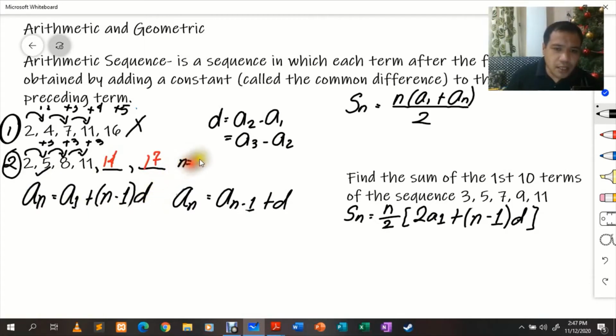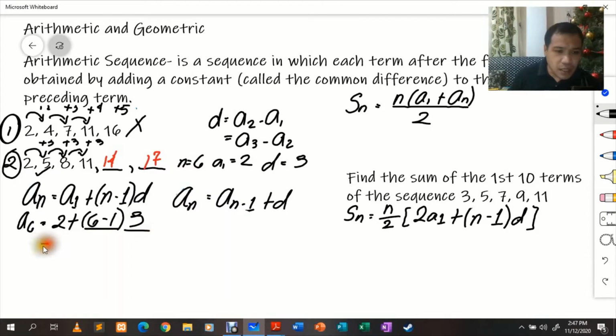Ang n na hinahanap natin is 6. A sub 1 is equals to 2. Right now, we have the common difference equals to 3. To get the common difference, by the way, we can subtract a sub 2 minus a sub 1 or a sub 3 minus a sub 2. Okay, so to proceed. So, we are to find a sub 6. So, a sub 1 is 2 plus quantity n minus 1. So, this is 6 minus 1 times the common difference, which is 3. So, this is 5 times 3, 15. So, a sub 6 is equals to 17.